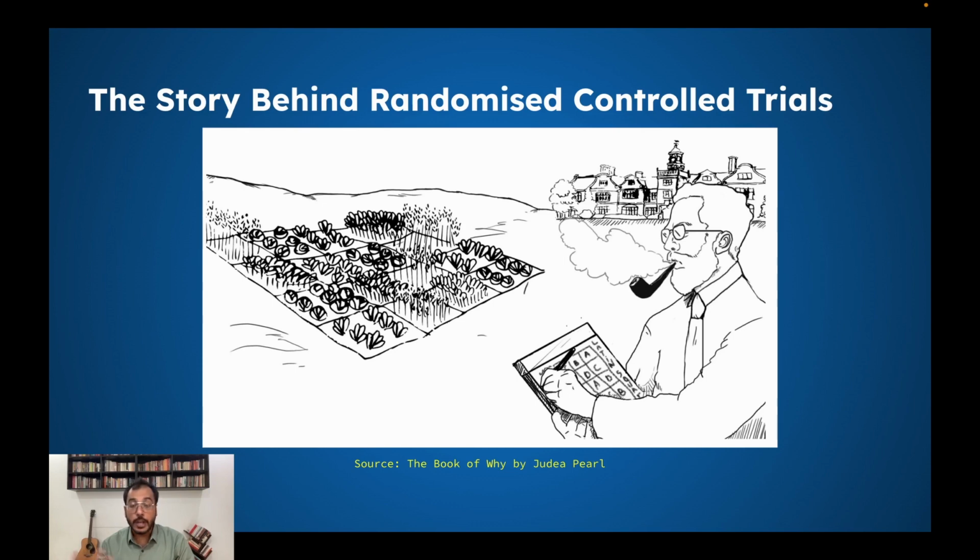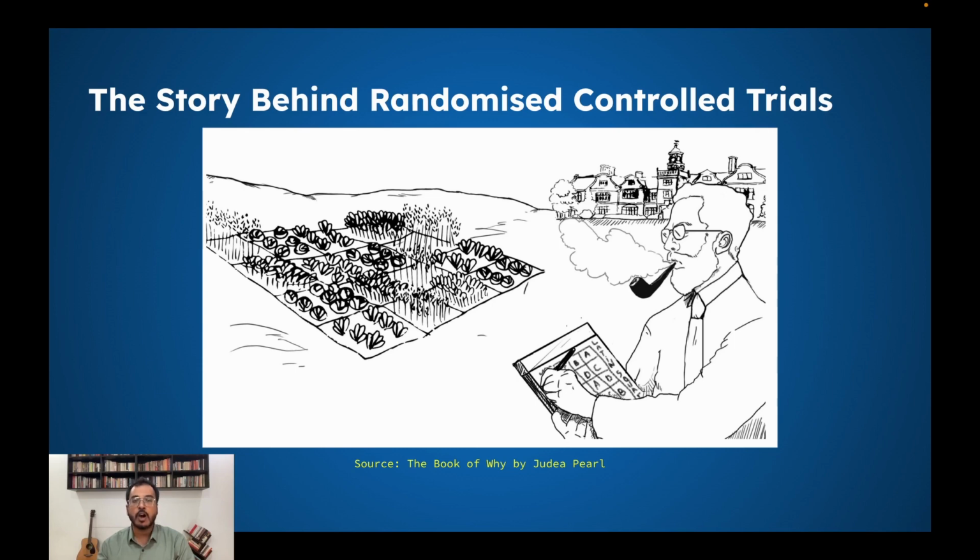So if you cannot run an experiment, that is when you look at other methods to estimate the causal impact. For instance, one example where Fisher himself could not run a control trial was to establish the impact of smoking on cancer. It's unethical to force a bunch of people to smoke and a bunch of people not to smoke, so an experiment could not be run there.